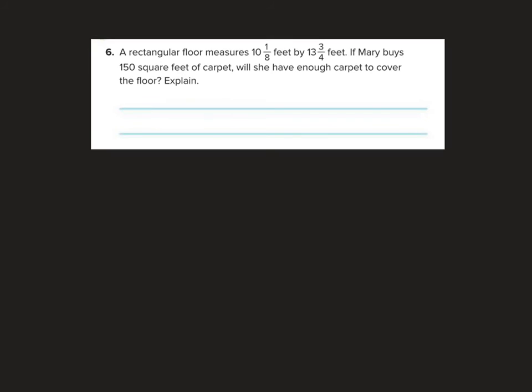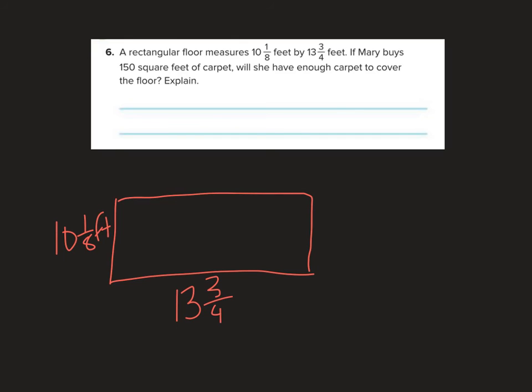A rectangular floor measures 10 1/8 feet by 13 3/4 feet. Okay. If Mary buys 150 square feet of carpet, okay, so we're talking area here, guys. Will she have enough carpet to cover the floor? Explain. So, we're going to use estimation to help us. Nowhere on here does it say use estimation, but we're going to use it because it's going to help us to figure out quickly if we're going to have enough.